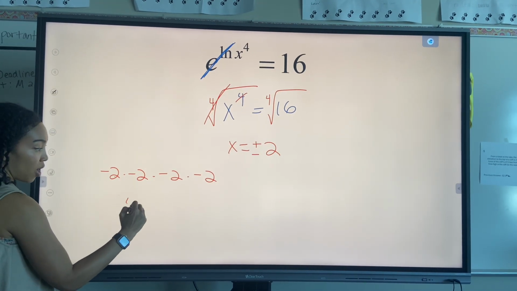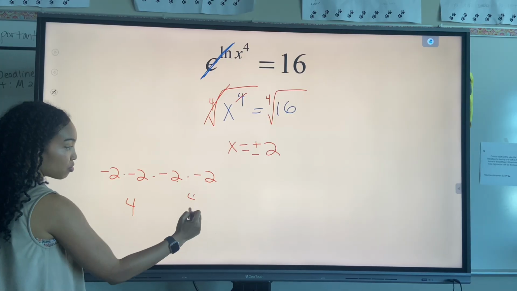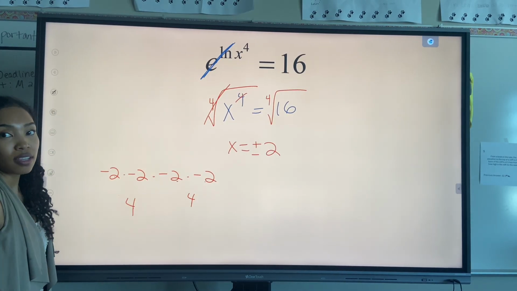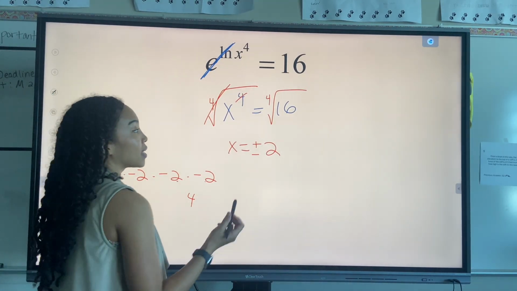-2 and -2 is a positive 4. This right here is a positive 4. 4 and 4 is 16. So it's both positive 2 and a -2.